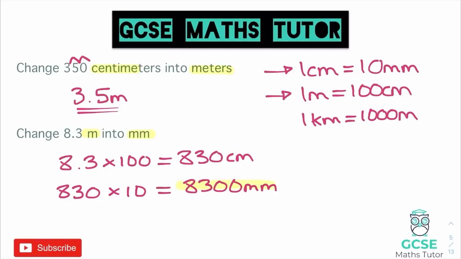I would obviously just take the same approach if we had kilometres involved, so we would divide or multiply by 1,000 to turn the kilometres into metres or the metres into kilometres. And there we go, there are some of our length conversions.